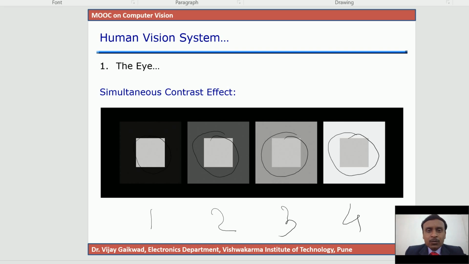And what we perceive by our human eye is that the inner square, small square 1, is brighter as compared to small square 4, which is towards the darker side. But in reality, small square 1 and small square 4 are of the same intensities. It is only the perception of the human eye, a limitation of the human eye, that simultaneous contrast happens, and the colors of two different squares, even though they are the same, seem to be different. So that is a limitation of the human eye.